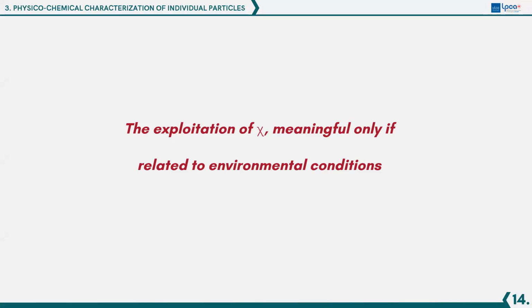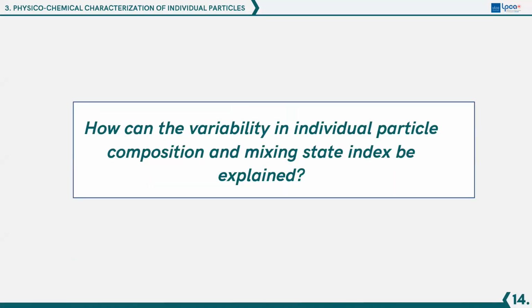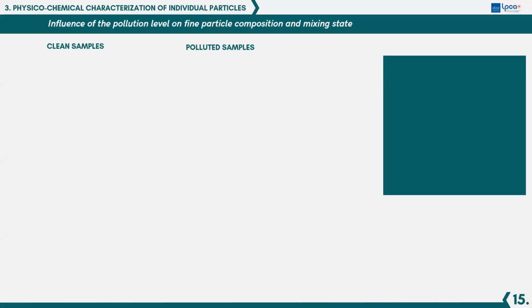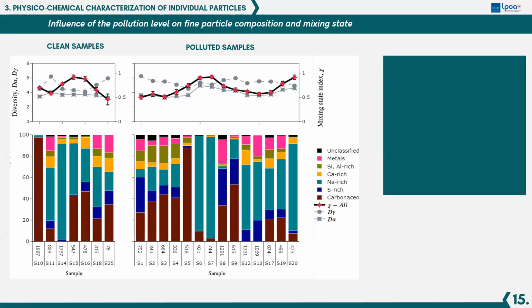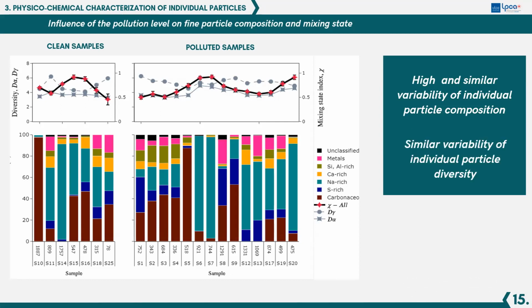After acknowledging this, we understand that the exploitation of the mixing state index is meaningful only if you can relate it to environmental conditions. So how can the variability of individual particle composition and mixing state be explained? What we did is that we classified our samples according to their pollution level, between clean samples and polluted samples, where clean samples were collected when the PM concentrations were below the PM threshold, and polluted samples above. What we observe is that you have high and similar variability of the individual particle composition, same as we observed before, and similar variability of individual particle diversity.